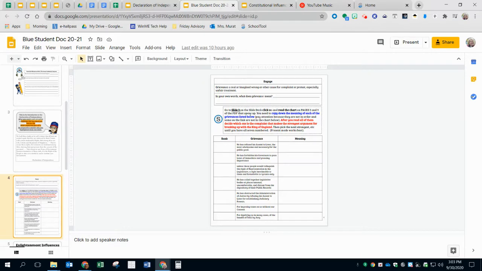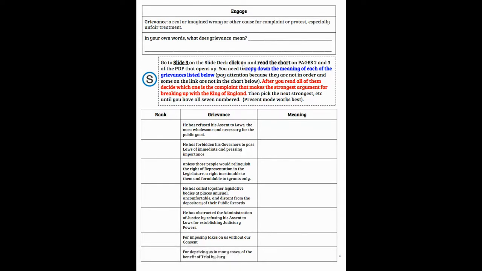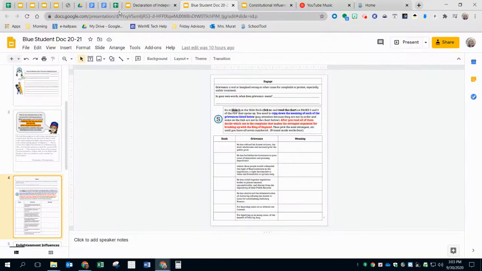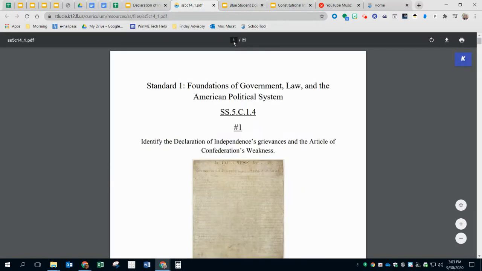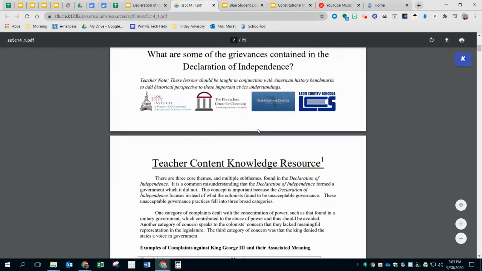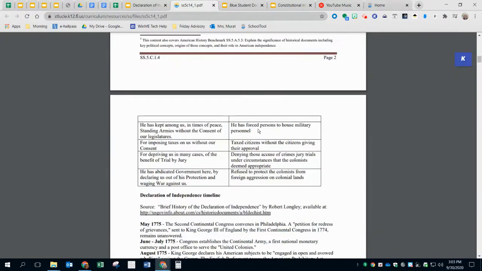So then it asks you to go to slide 3 on the slide deck, and it says click on and read the chart, which I'll show you in a second, on pages 2 and 3 of the PDF that opens up. You need to copy down the meaning of each of the grievances listed below. So here's the grievance, for example, and if I go back to the slide deck, click on that. You'll notice that's page 1. It may take a second to load because it is 22 pages, but you're not looking at the entire thing. You're only looking at pages 2 and 3. So here's page 2. Here's page 3.